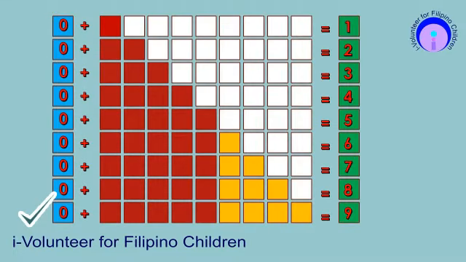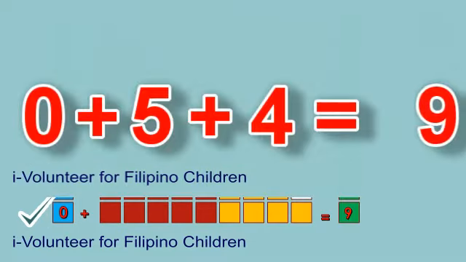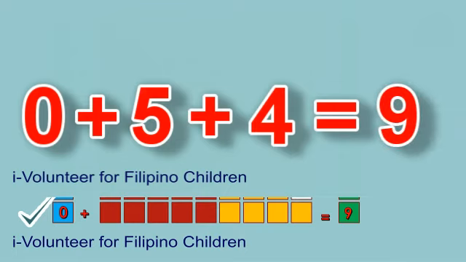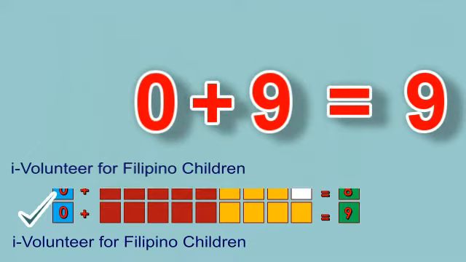How about this one? Did you get it right? It can be read as 0 plus 5 plus 4 is equal to 9. Or 0 plus 9 is equal to 9. Pwede niyong bilangin ang red at orange blocks.